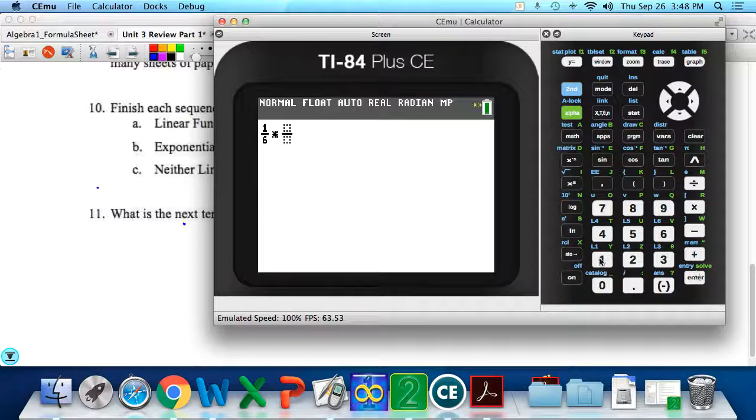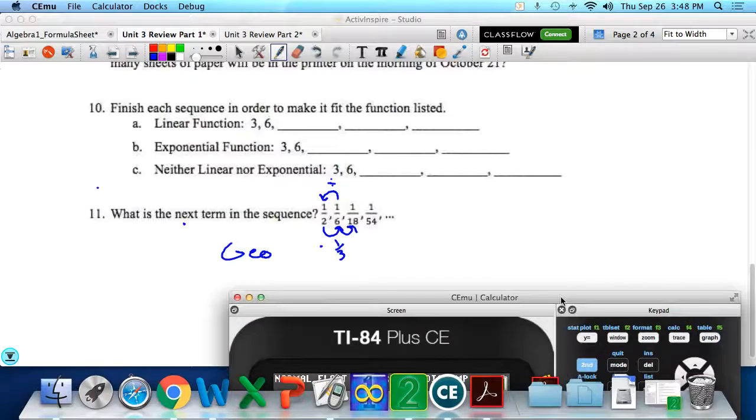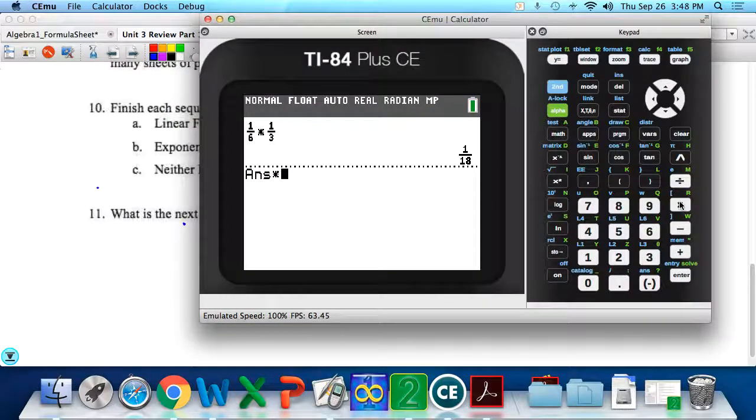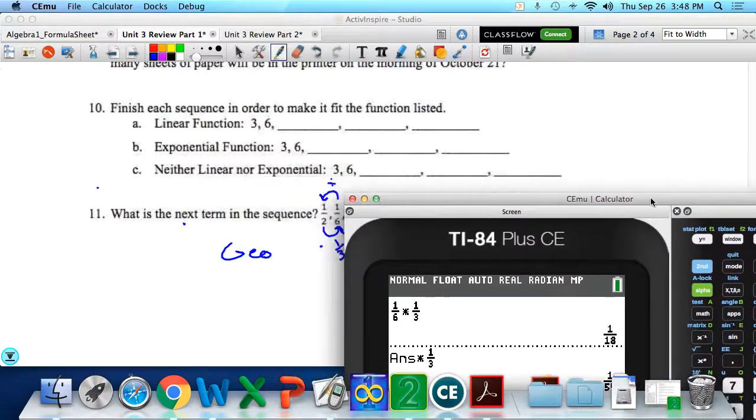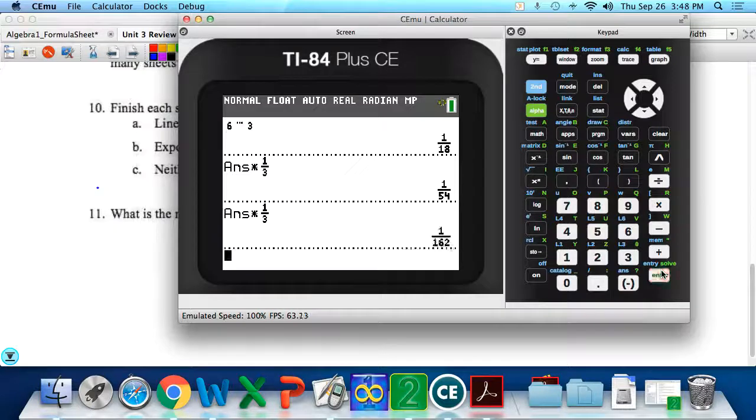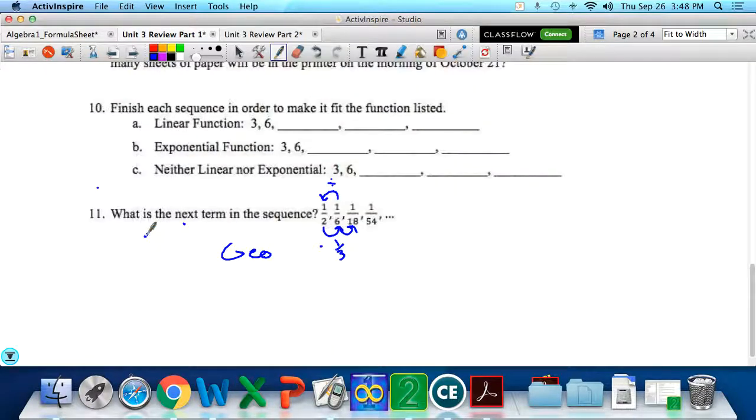I think I might have said difference again. If I did, I apologize. I got to really get better about that. And we get 1/18, which is what we were hoping to get. Let's just keep going forward. Times 1/3 should give me 1/54th. And then what it asks for is the next term in the sequence, which is 1/162nd.